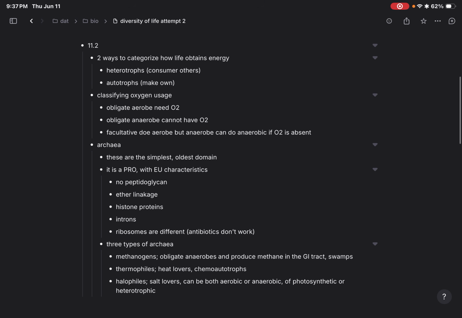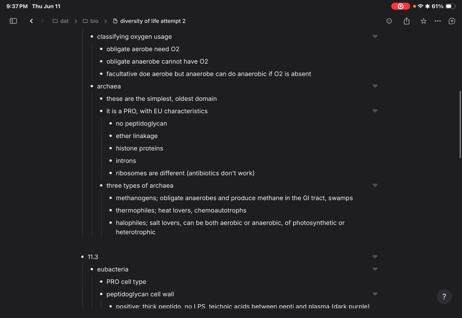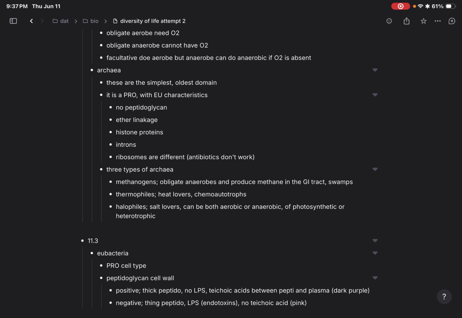The eukaryotic-like characteristics are that it has no peptidoglycan, it has ether linkage rather than ester linkage, it has histone proteins like eukaryotes, it has introns, and the ribosomes are different compared to bacteria or eubacteria. That means the antibiotics we use for bacteria are not effective against archaea. However, archaea are not really harmful to us.